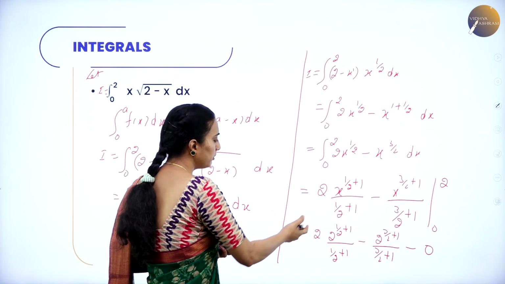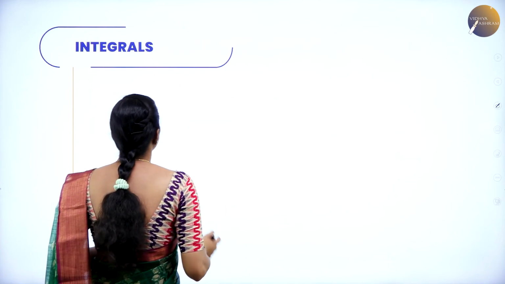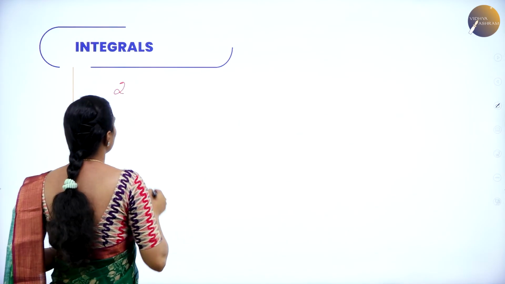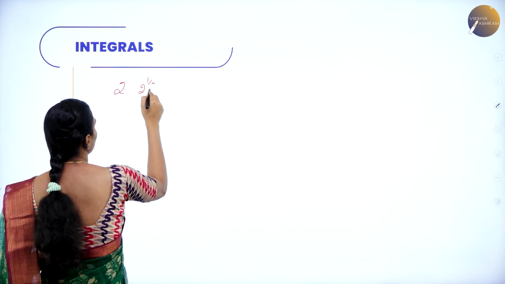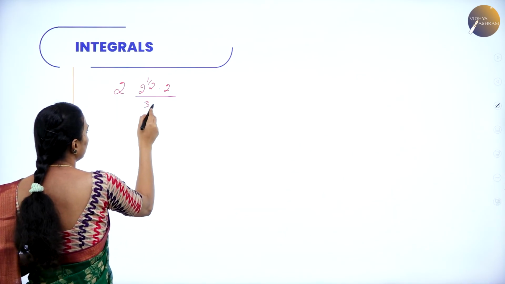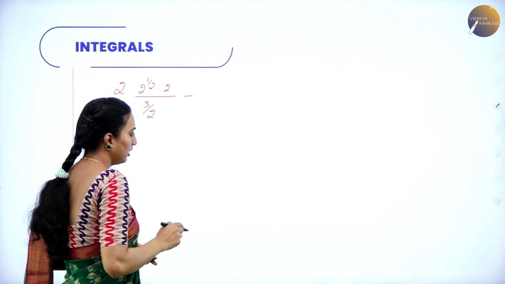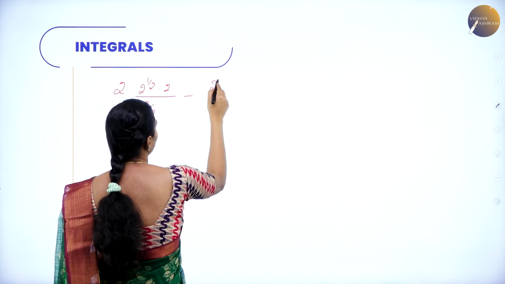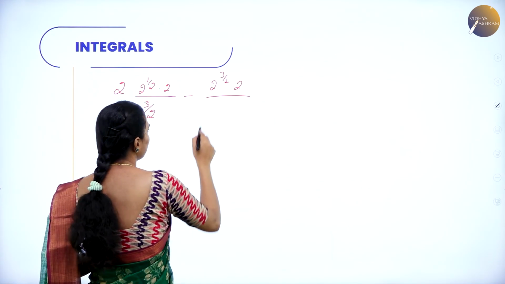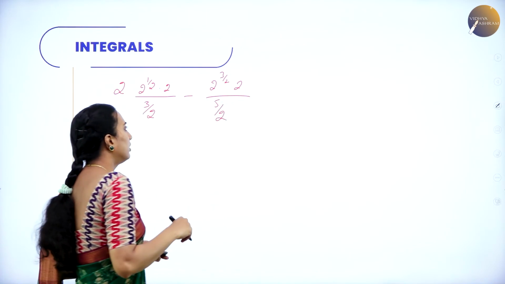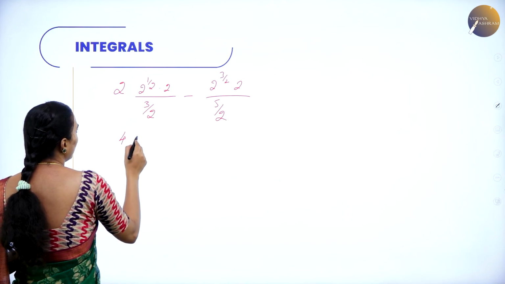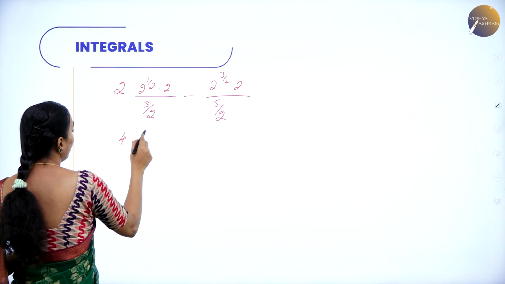So therefore, by simplifying this, it will give you 2 into 2 to the power of 1 by 2, which you can write as 2 to the power of 1 by 2 into 2 divided by, here 1 by 2 plus 1 is nothing but 3 by 2. So minus, again 2 to the power of 3 by 2 into 2 divided by 3 by 2 plus 1 is nothing but 5 by 2. Now further simplification gives you 2 into 2 is nothing but 4. So 2 to the power of, again you are having root 2.